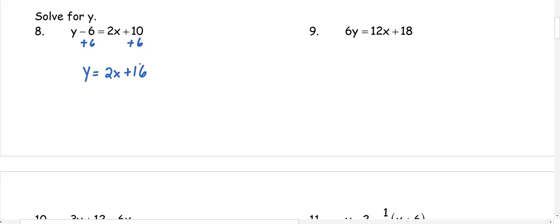Number 9, 6y equals 12x plus 18. So right now, y is being multiplied by something, so we need to divide by that value. So everything's going to get divided by 6, and we reduce. So y equals 12 divided by 6 is 2x. 18 divided by 6 is 3.